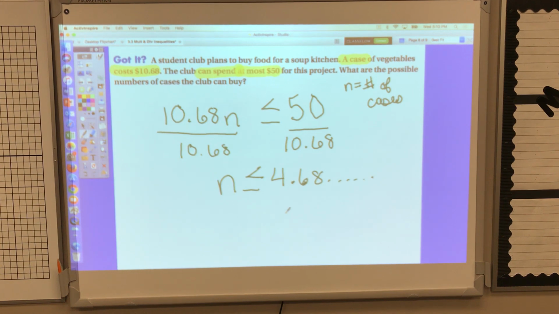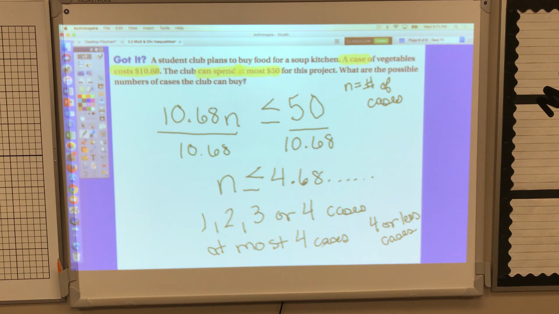But if I'm thinking about this in a word problem, I cannot buy a partial number of cases, so the possible number they can buy is 1, 2, 3, or 4 cases. I can't quite afford the 5th one, so that's the most they can buy. Or I could say, at most, 4 cases. Or another thing I could have said was 4 or fewer cases. Any of those answers would be a possible solution.